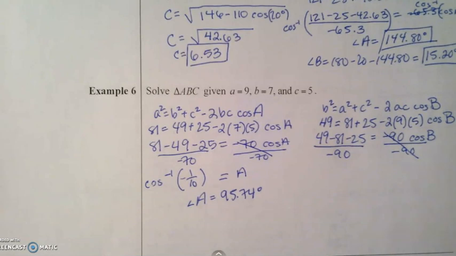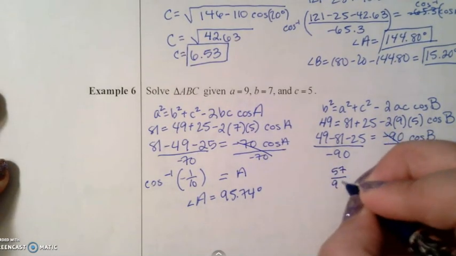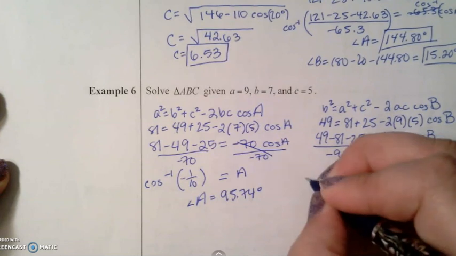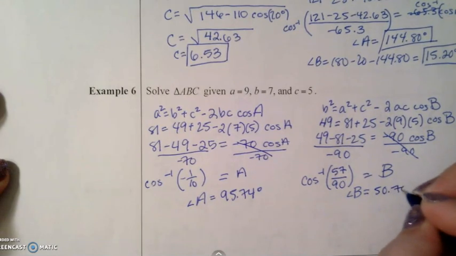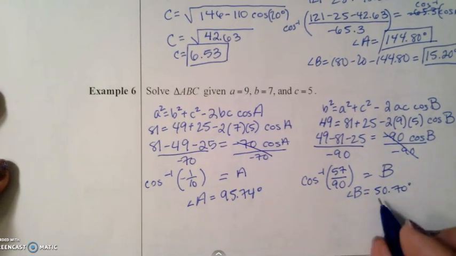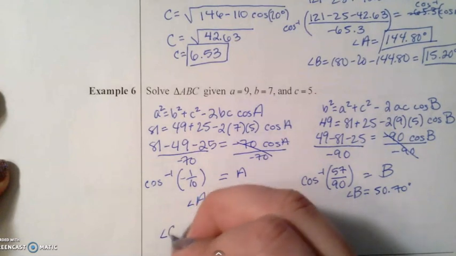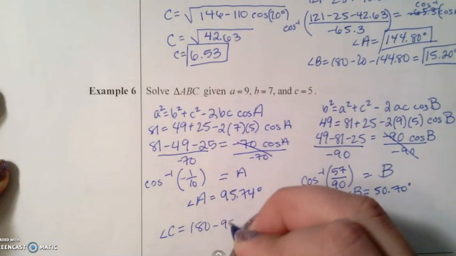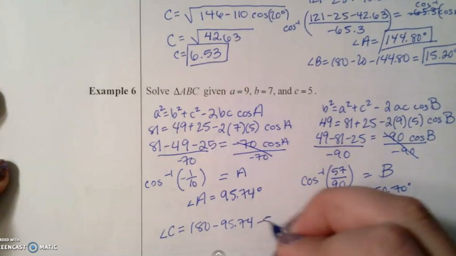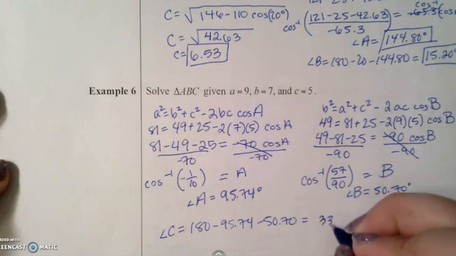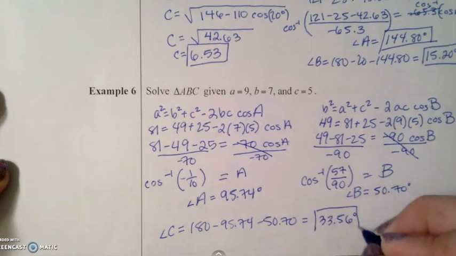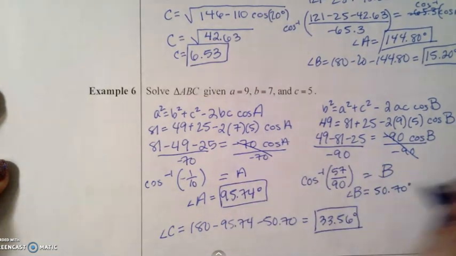Into the calculator, we get 57 over 90, and then cosine inverse of this. And we get that angle B equals, again, I'm going to give it in degrees, but you can always find the equivalent in radians, 50.70 degrees. I have two angles, so to find the third angle, we subtract from 180: 180 minus 95.74 minus 50.70 into the calculator, and you should get 33.56 degrees. So there are our three angles.